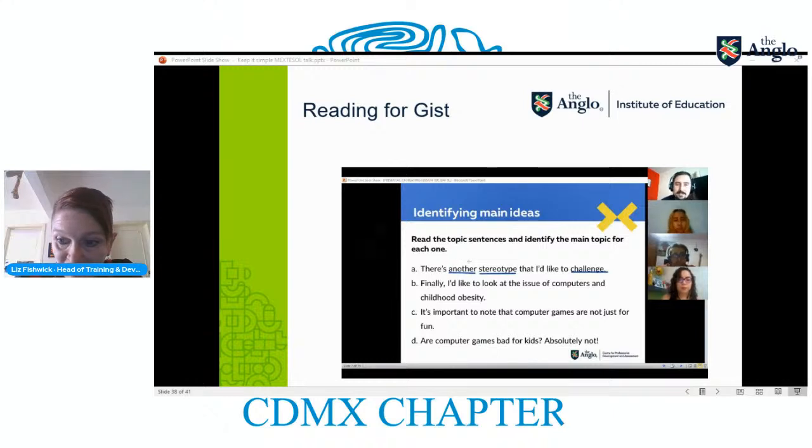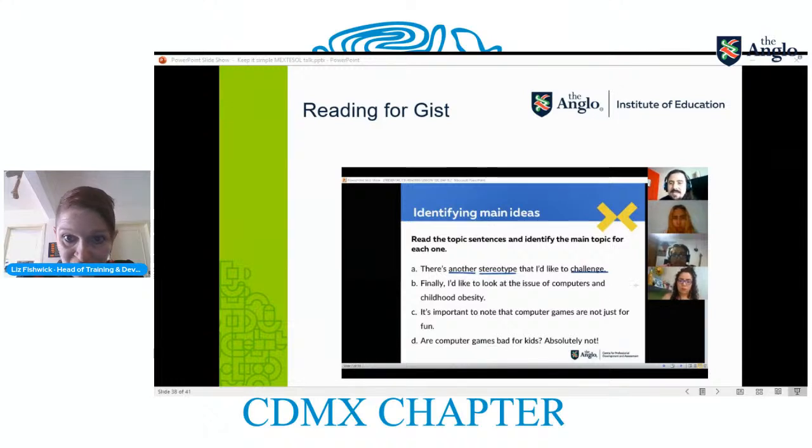Another means I have already talked about one. This is one more. A stereotype, something that people commonly believe, but I'm going to challenge it. I'm going to say, no, you're wrong about it. Okay. Doing the same thing, can you underline the keywords in the other sentences?